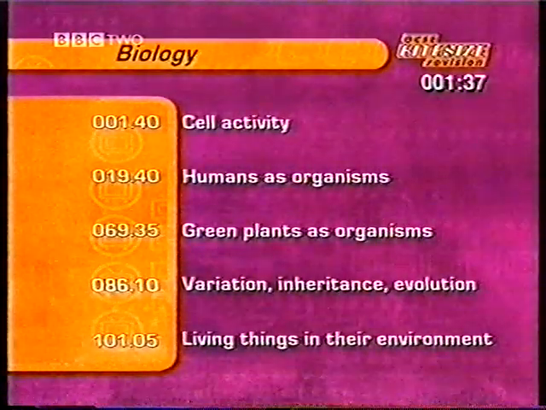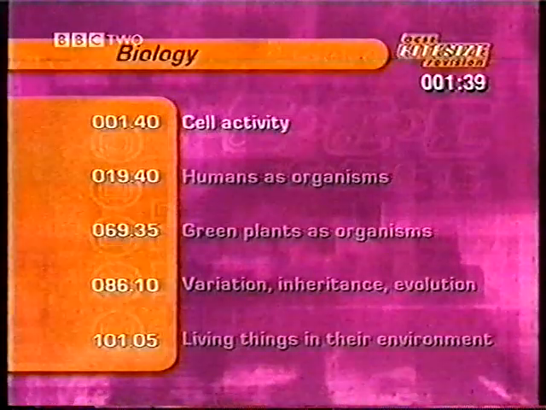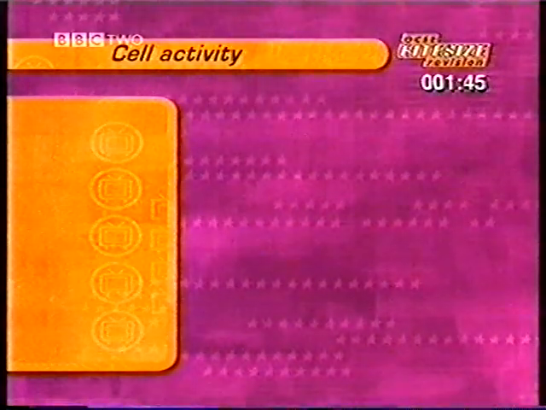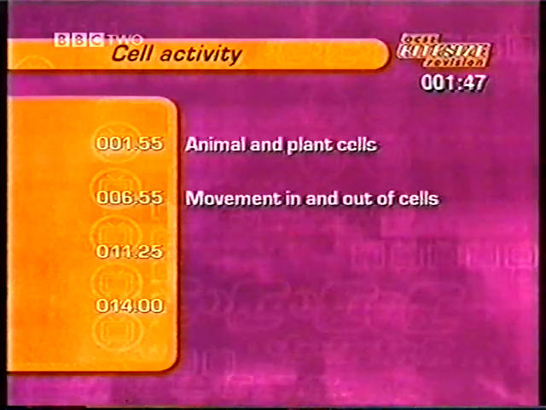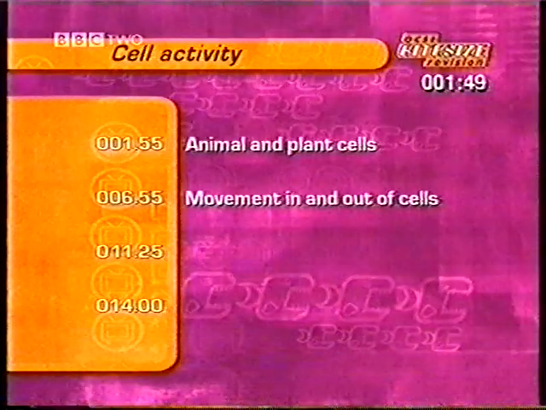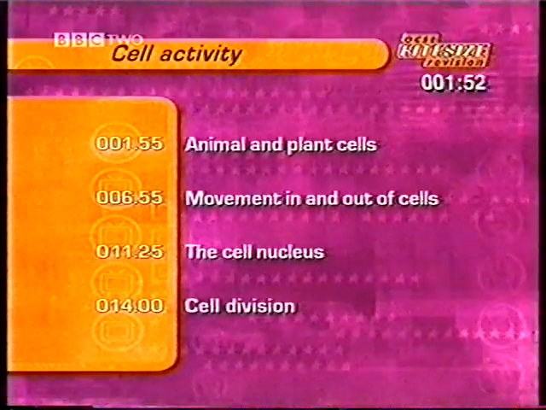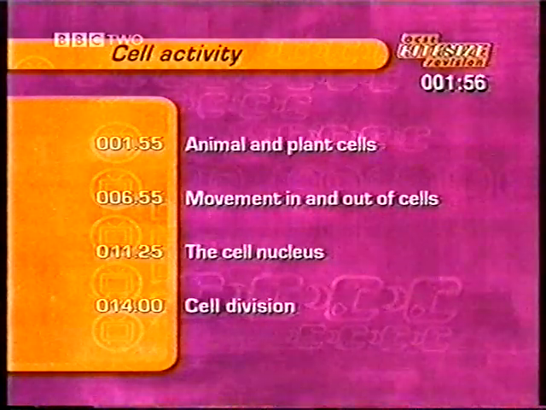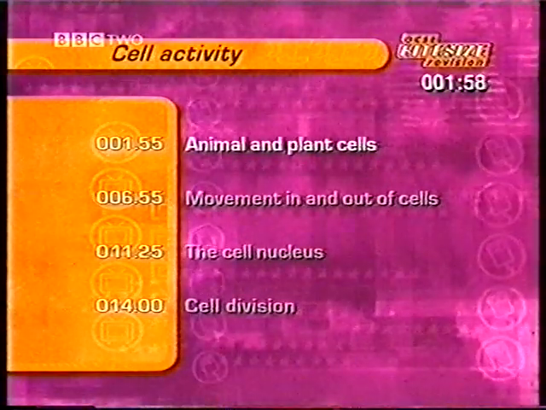The first section is about cell activity. This section on cell activity covers animal and plant cells, movement in and out of cells, the cell nucleus, and cell division. First, let's compare animal and plant cells.